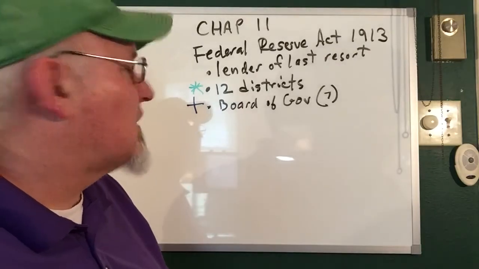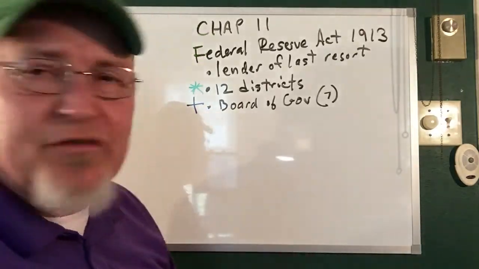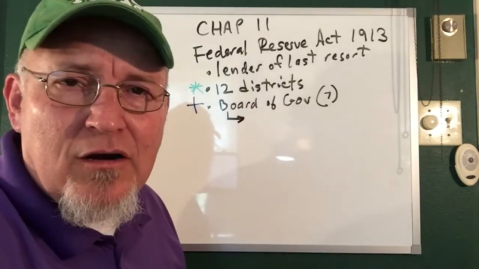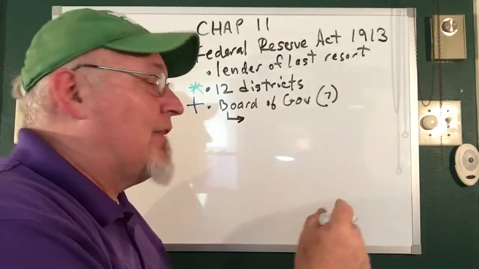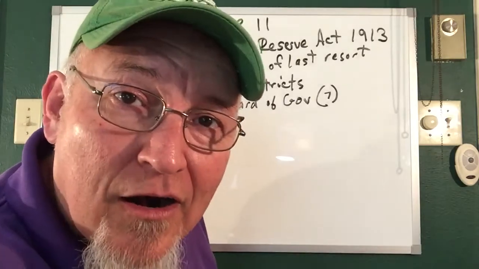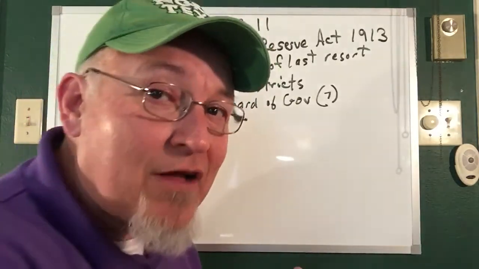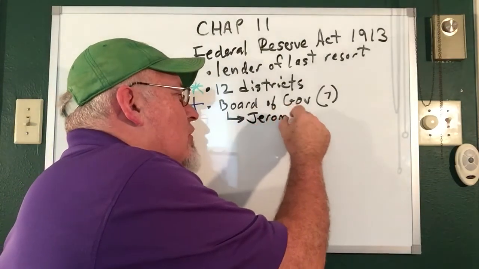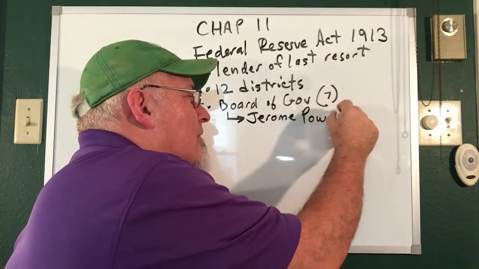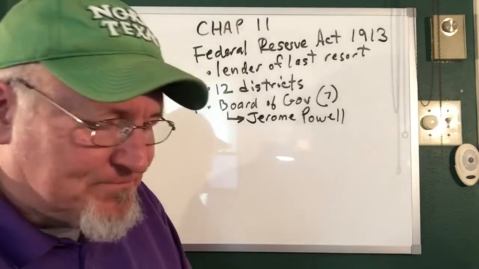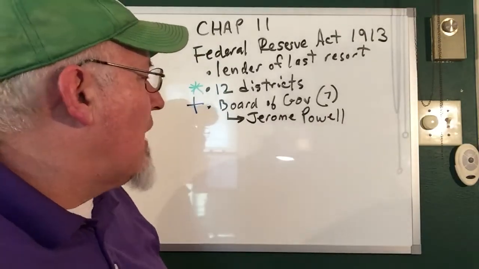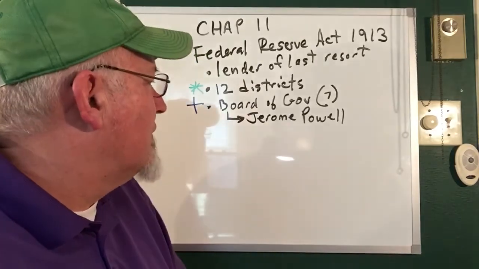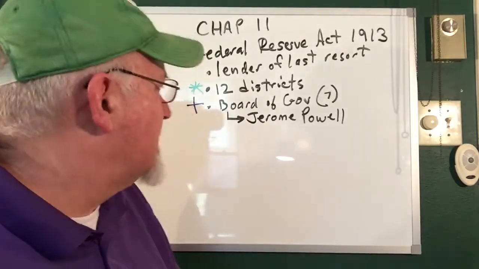Now, let's talk about a couple things. The Board of Governors. The Board of Governors is run by a chairperson, chairman, chair. And the current chair of the Federal Reserve is a fellow by the name of Jerome Powell. That might be good to know. So, as such, Jerome Powell has control over the entire Federal Reserve system, right?